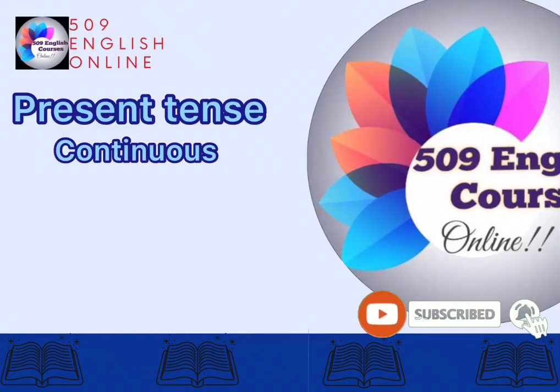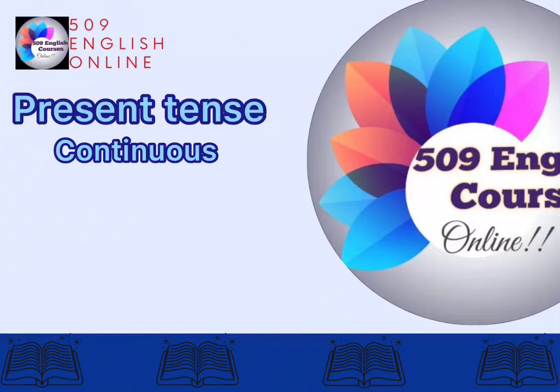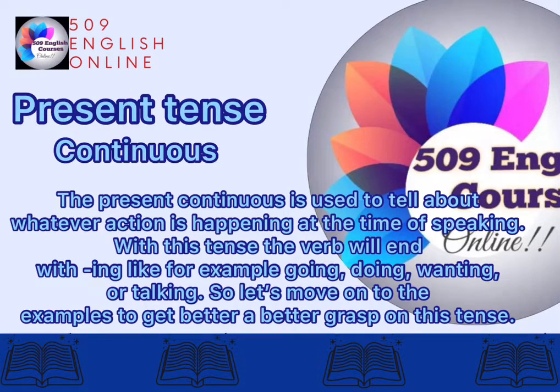Present continuous. The present continuous. What is the present continuous? The present continuous is used to tell about whatever action is happening at the time of speaking. With this tense, the verb will end with ing, like, for example, going, doing, wanting, or talking. So let's move on to the examples to get a better grasp on this tense.